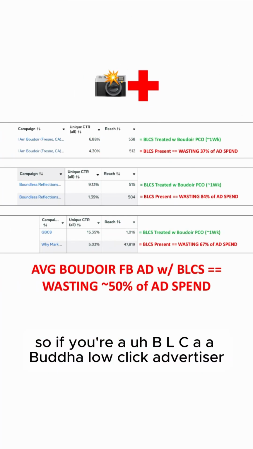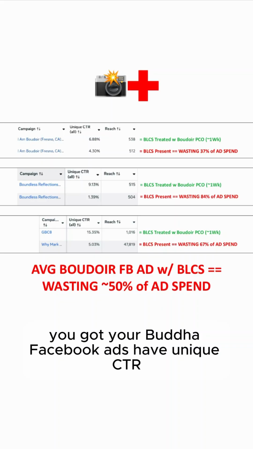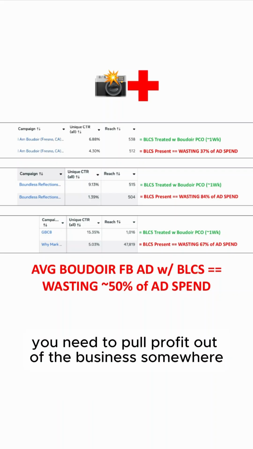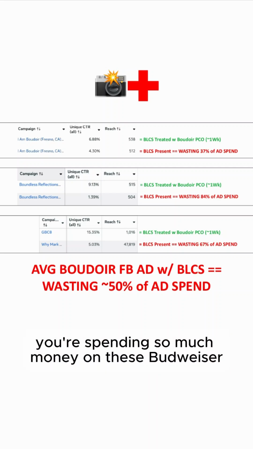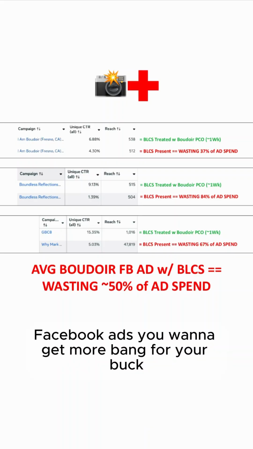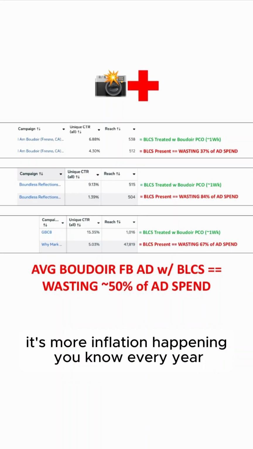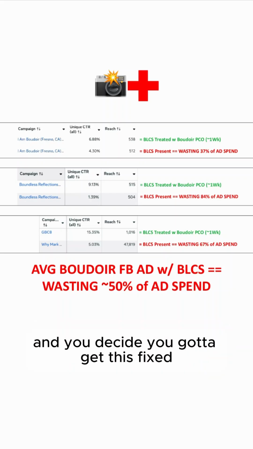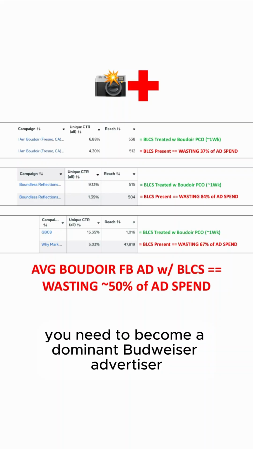So if you're a BLCA, a Boudoir low click advertiser, and your Boudoir Facebook ads have unique CTRL under 6%, and you decide you need to pull profit out of the business somewhere, got to be more efficient, optimize more. You're spending so much money on these Boudoir Facebook ads, you want to get more bang for your buck. There's more inflation happening every year in real life, more Boudoir photographers entering the market, and you're looking for ways to stay competitive. And you decide you've got to get this fixed. You need to become a dominant Boudoir advertiser.